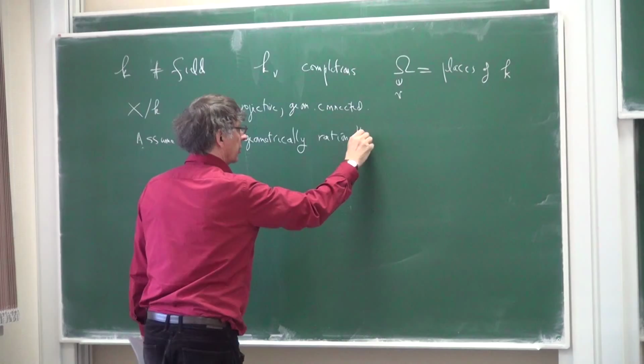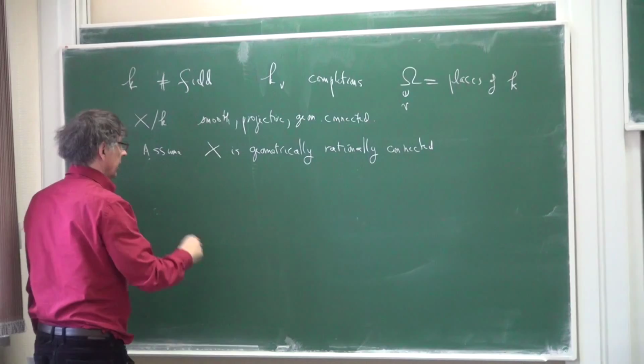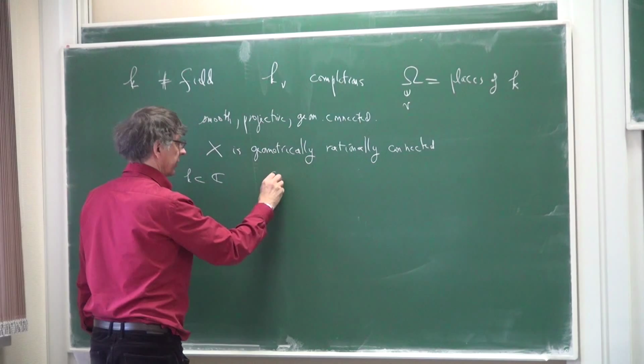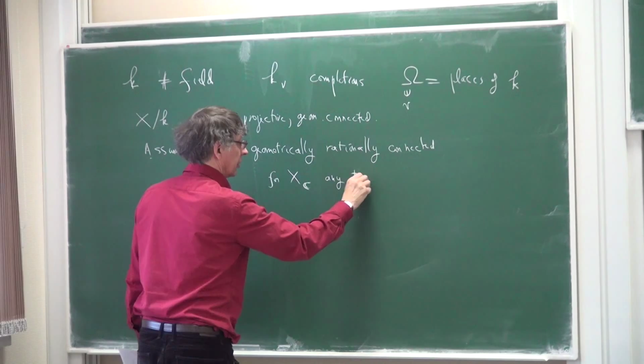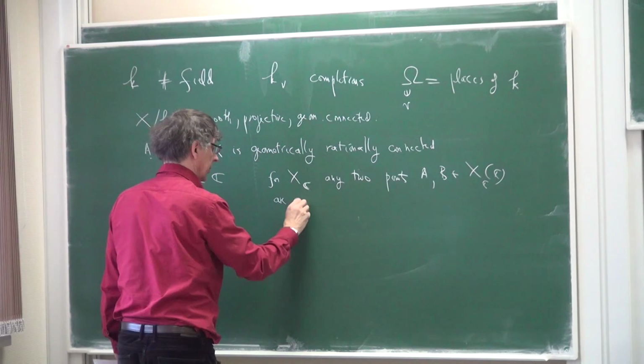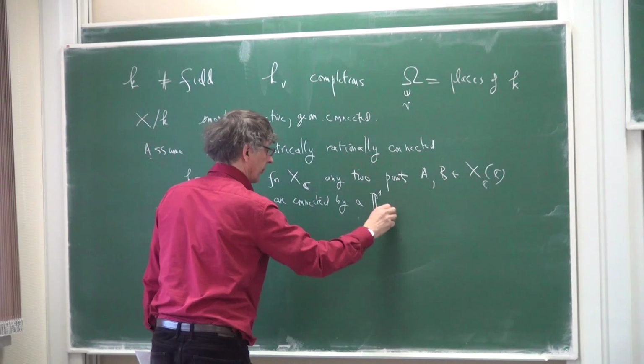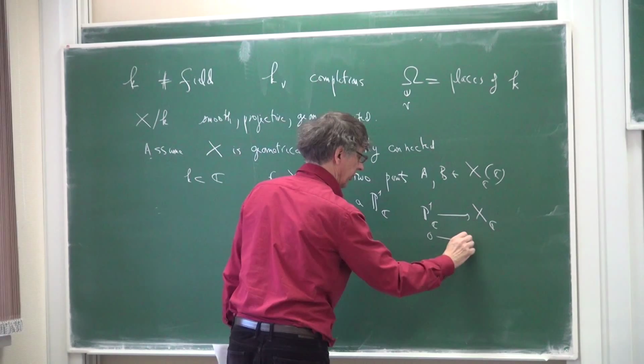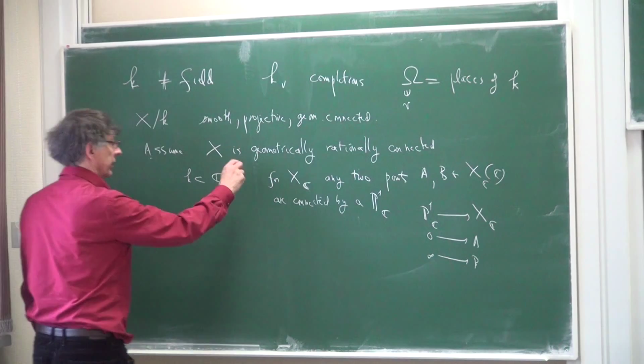Which means that, take an embedding of K in C, then for X_C, any two complex points are connected by a P^1. So there's a morphism from P^1_C to X_C, sending 0 to A and infinity to B. So we're interested in this. I would just say rationally connected for short.